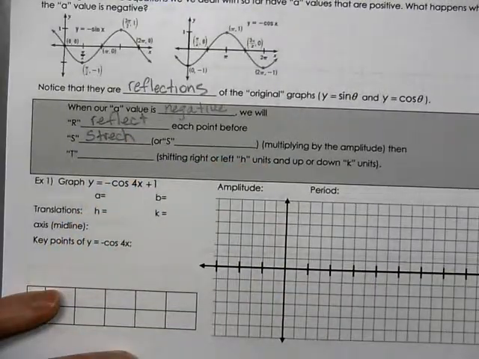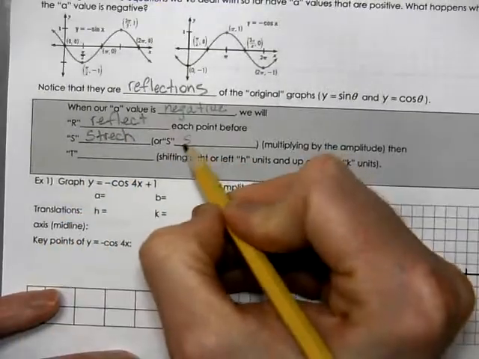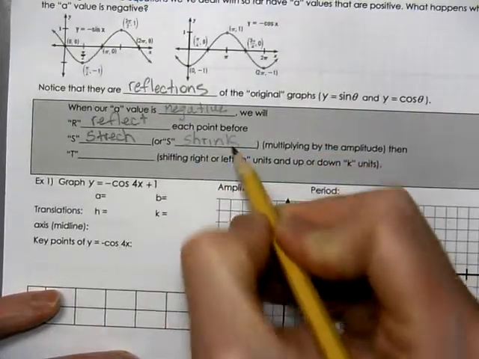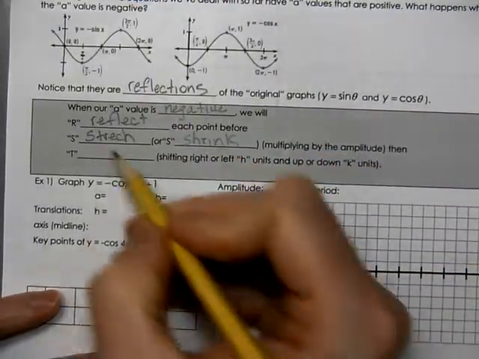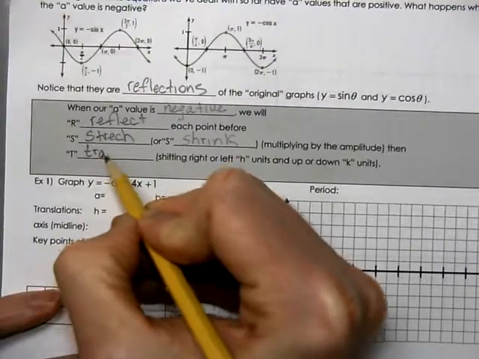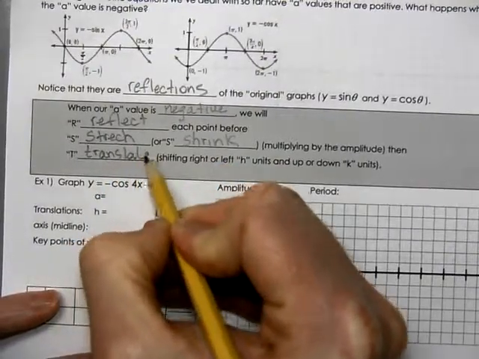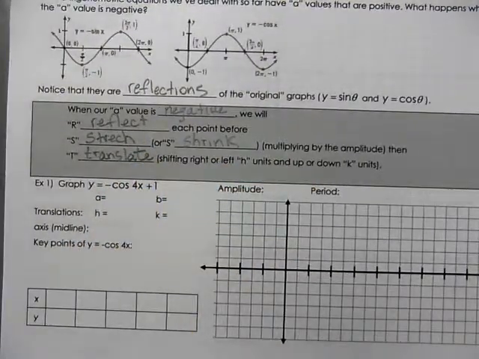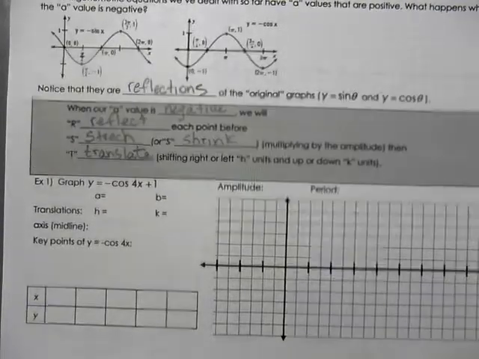If it has an a value other than 1, it could shrink if the a value is less than 1, and then we would translate. So we could have up to 4 graphs. We'll have our parent function, and our parent function will be sine b of x or cosine b of x. Then we'll throw on the reflection, the stretching, and the translations.